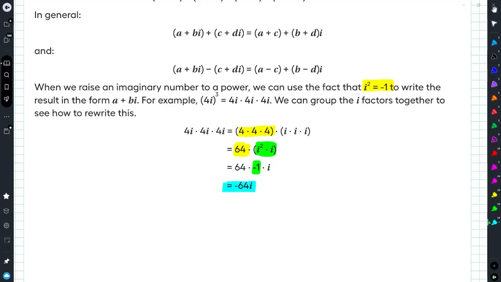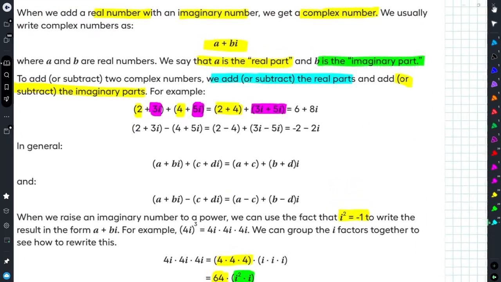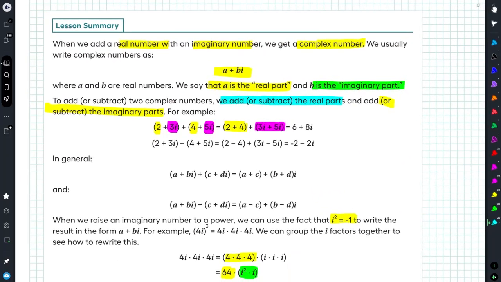Okay? So, like I said, tomorrow we're going to explore more about multiplying complex numbers because those are a little bit tricky, but adding them is real simple. Just keep the real parts together and keep the imaginary parts together.